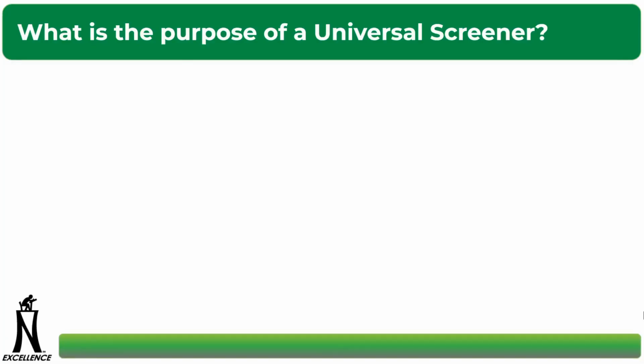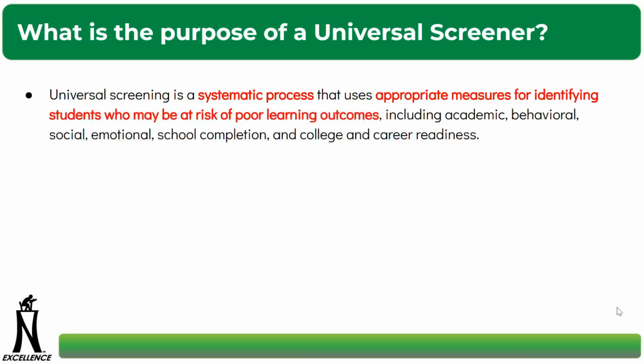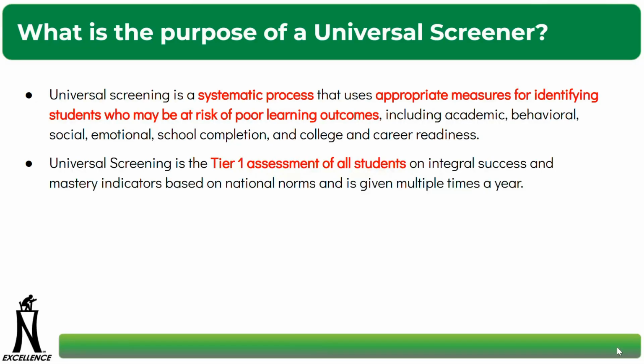We're going to go back to our first video. What is the purpose of a universal screener? A universal screener is a systematic process that uses appropriate measures for identifying students who may be at risk of poor learning outcomes, which includes academic, behavioral, social, emotional, school completion, and college and career readiness. Universal screening is the Tier 1 assessment of all students, which checks for their success and their mastery indicators based off of our Tier 1 instruction.